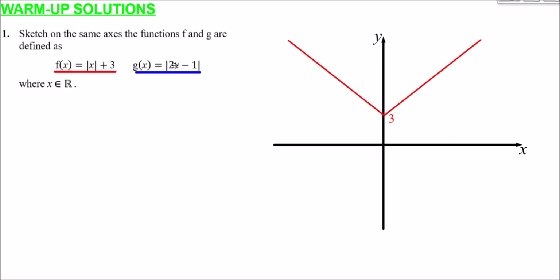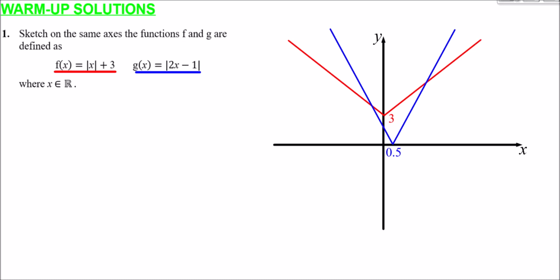This one here, g of x, clearly the modulus of this will be equal to 0 when 2x minus 1 equals 0. So when x is equal to a half, we're going to cross the x-axis. Then when x is less than a half, we're going to be going with a negative gradient. When x is more than a half, a positive gradient. So g of x will look something like this, with an x-intercept of 0.5, and the y-intercept, if you just plug in x is 0, will be the mod of minus 1, which of course is 1. So this intercept here would be 1.